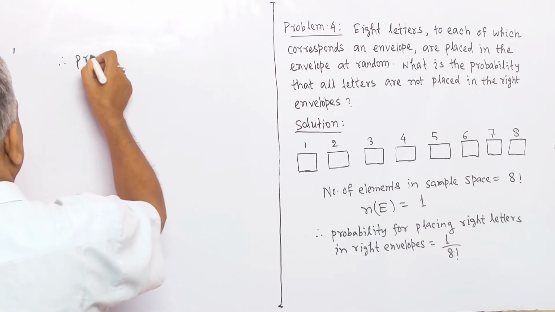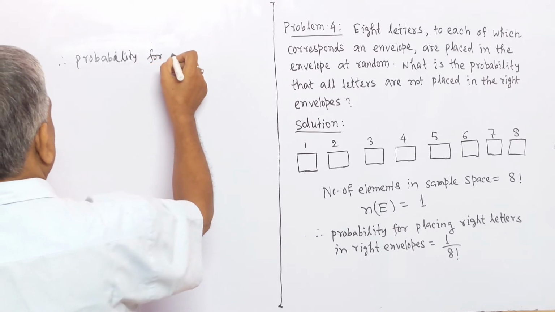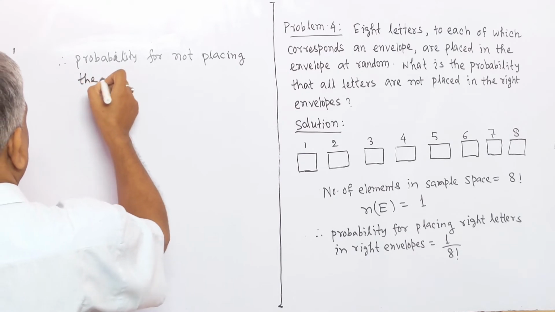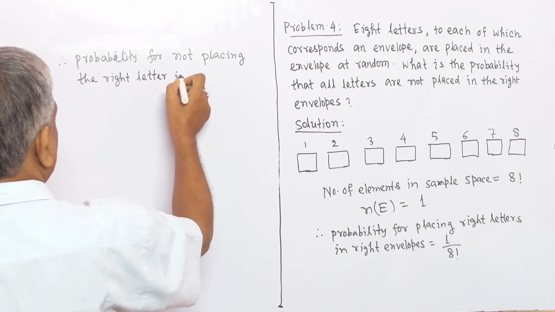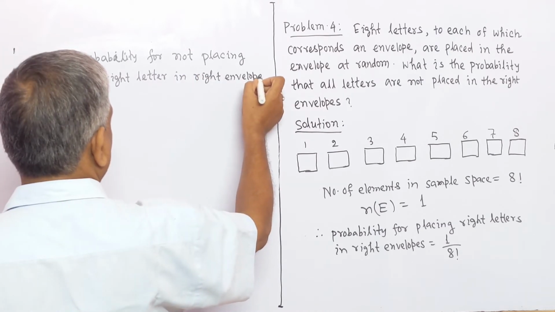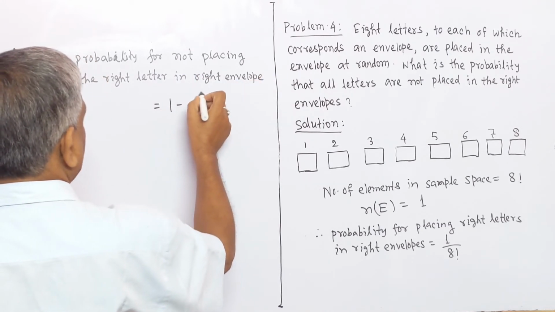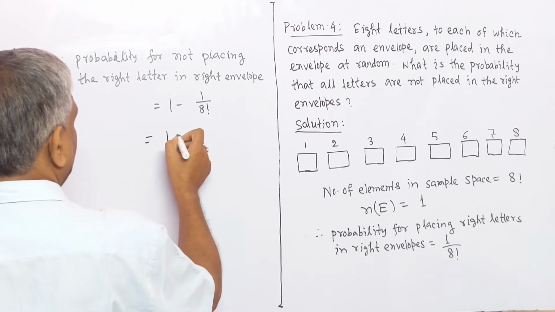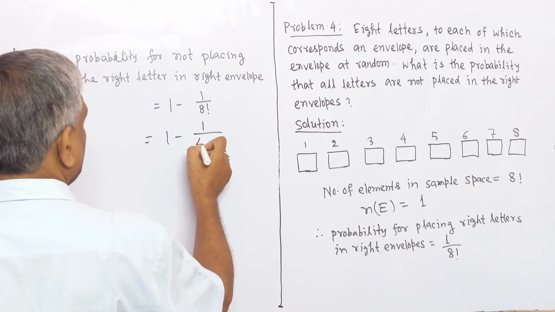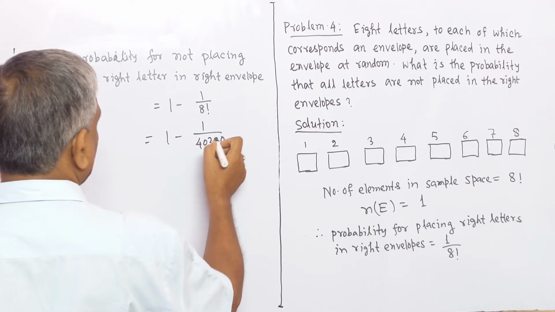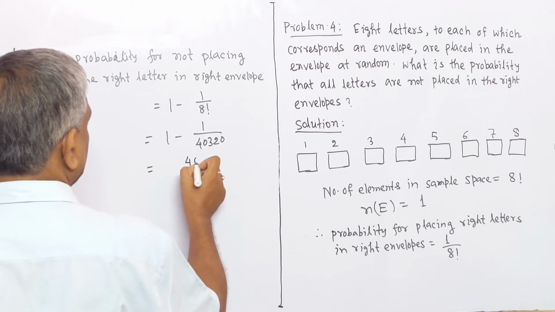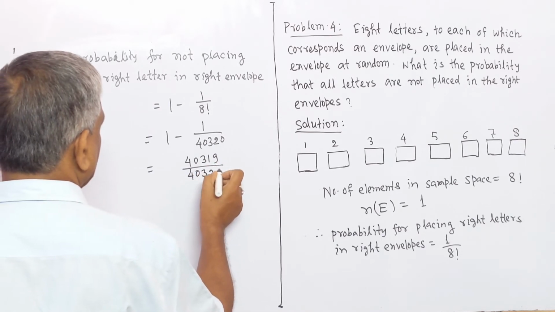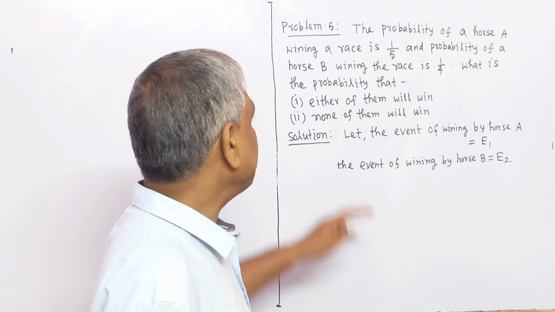Therefore, the probability for not placing the right letter in the right envelope is equal to 1 minus 1 by factorial 8, and this will be 1 minus 1 by 40320, which is 40319 by 40320. Now we solve the next problem.